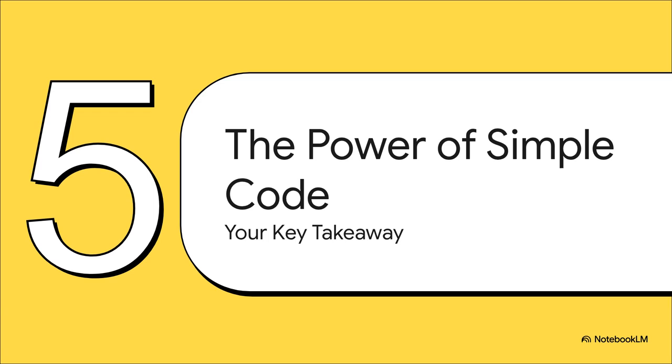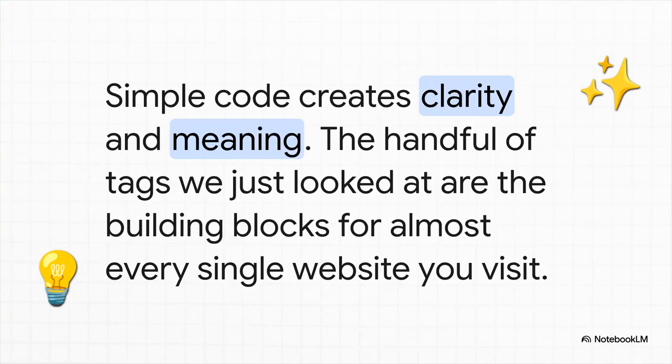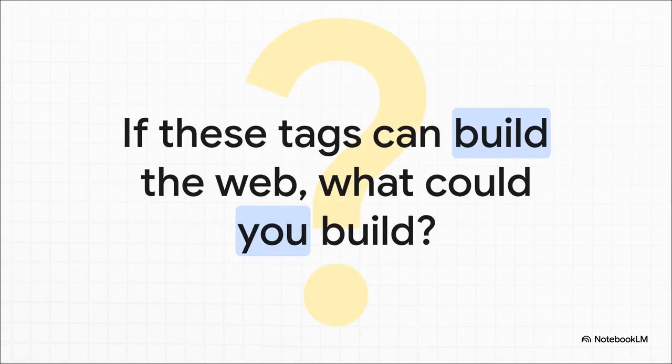Okay, so after all of that, what's the one thing you should really remember from all this? What's the core idea? It's this: simple code creates clarity and meaning. That small handful of tags we just looked at, they are the building blocks for pretty much every single website you visit every day. They take absolute chaos and turn it into a clear, structured, and valuable experience. And that really gets to the heart of it. So I'll just leave you with this thought. If these few incredibly simple tags are powerful enough to build the entire web, what could you build with them?